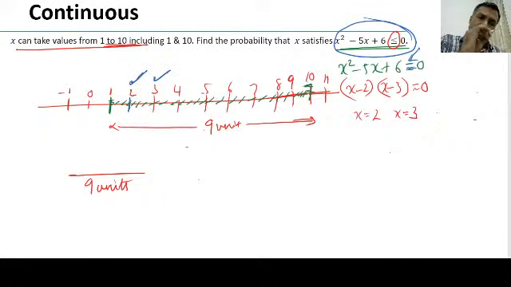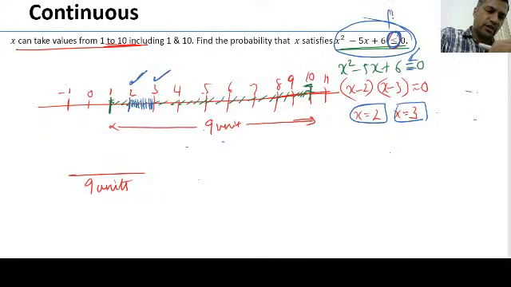2 and 3, because it's an inequality less than 0, which means all the points which lie between 2 and 3. That's the difference between an equation and an inequality. Equation means what? x is equal to 2 and x is equal to 3. But here it is less than, or less than or equal to, an inequality.